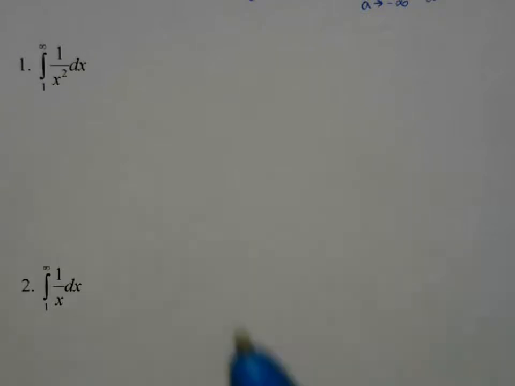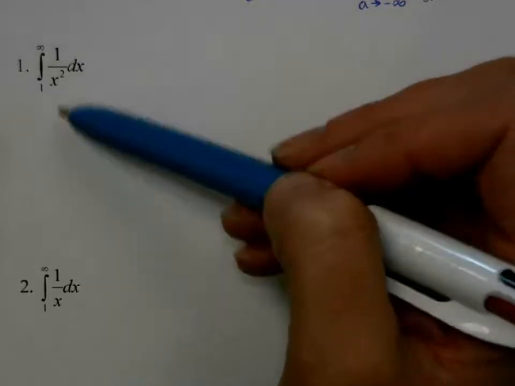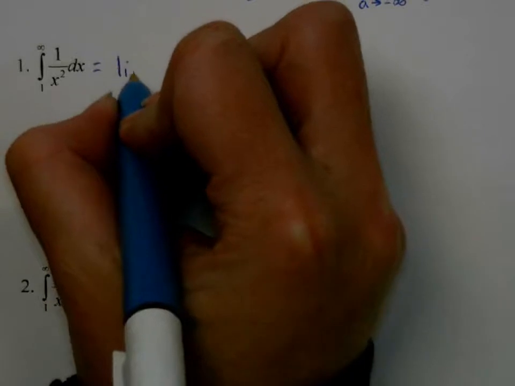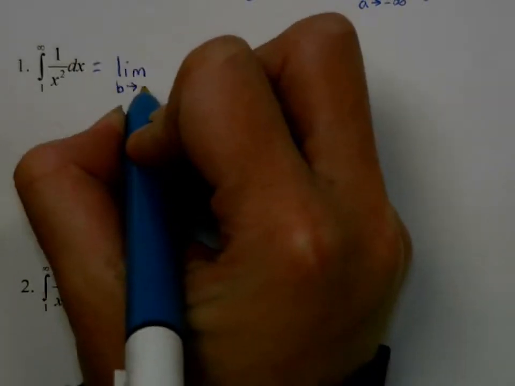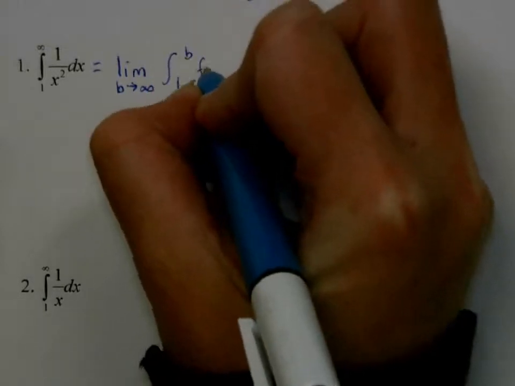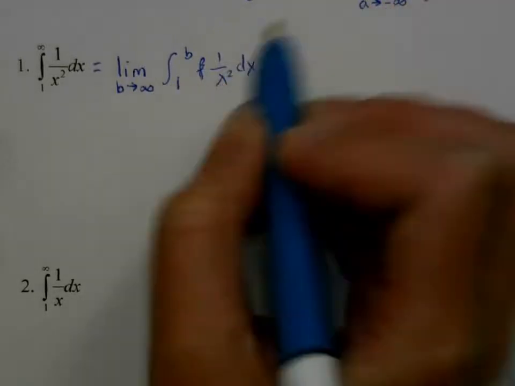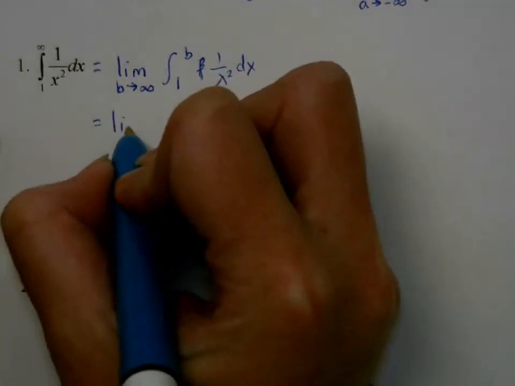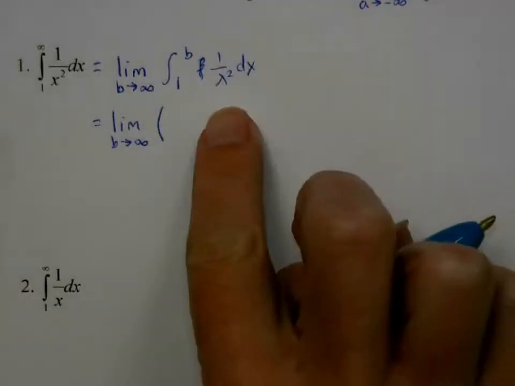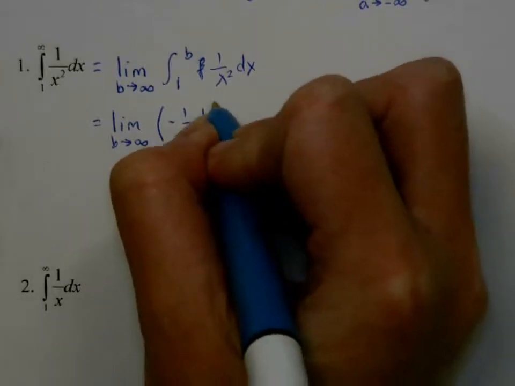Here's our first example. We have the integral from 1 to infinity of 1 over x squared. How are we going to integrate to infinity? We use limits. So we'll do the limit as b goes to infinity of the integral from 1 to b of 1 over x squared. The limit's going to go along until we have something to plug it into. The antiderivative of 1 over x squared is negative 1 over x, and we're going to evaluate this from 1 to b.